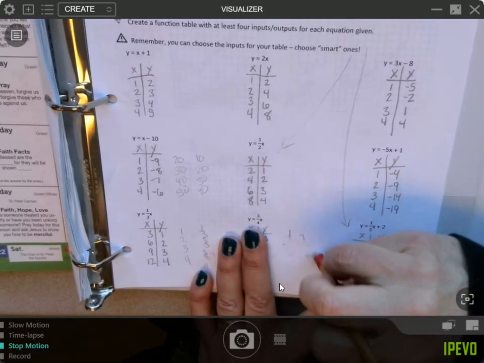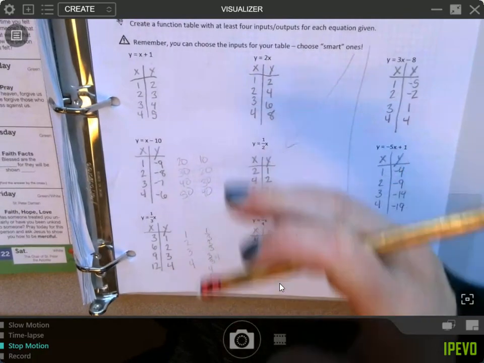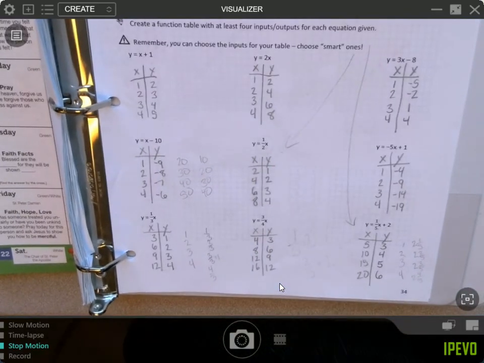Any other questions? Questions are a great way for us to learn and make sure we're ready for that upcoming test.